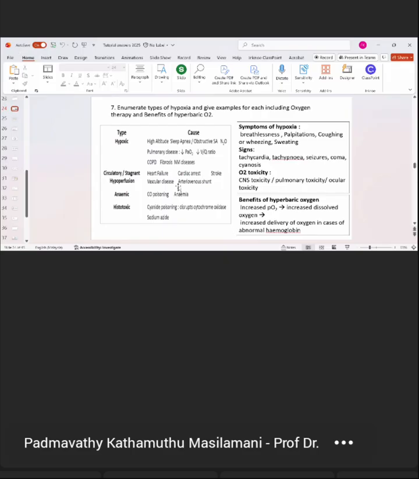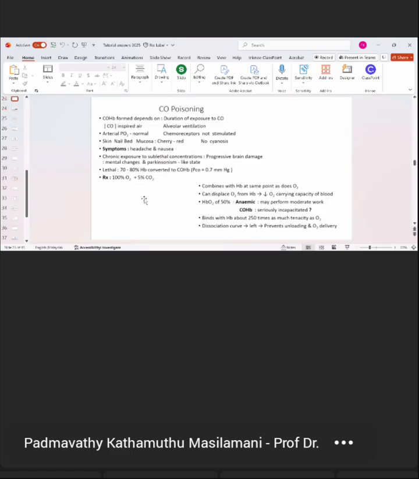The types of hypoxia: circulatory hypoxia, anemic hypoxia, and histotoxic hypoxia. One of the anemic hypoxia is decreased RBC count, that is in anemia. Also, carbon monoxide poisoning will affect the oxygen carrying capacity. Why? Carbon monoxide has more affinity to bind with the hemoglobin, so that will lead to the cherry red color of the hemoglobin, right? That is diagnostic of carbon monoxide poisoning.